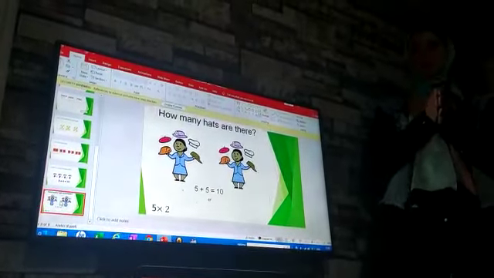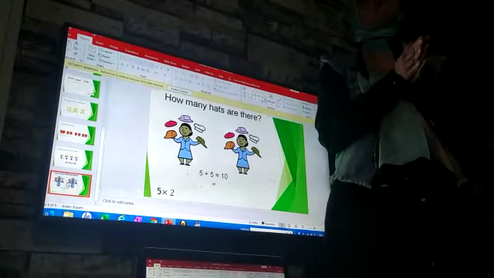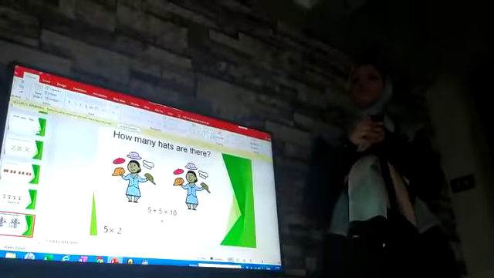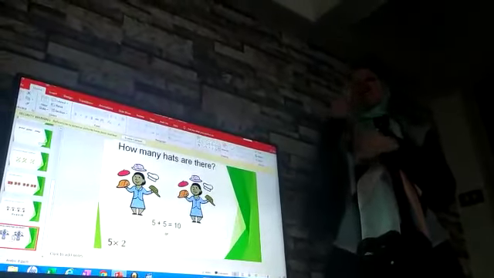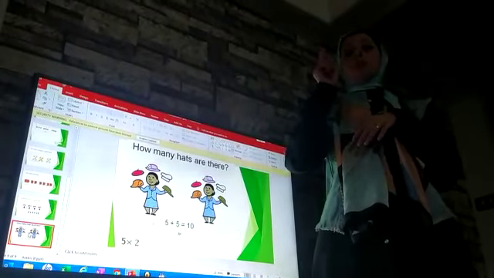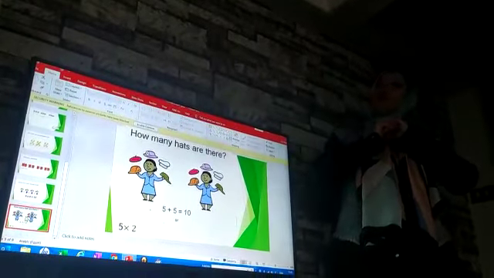So our lesson today is about times. Times is a shortcut for repeated addition. In times, we ask ourselves two questions: what is repeated and how many times?